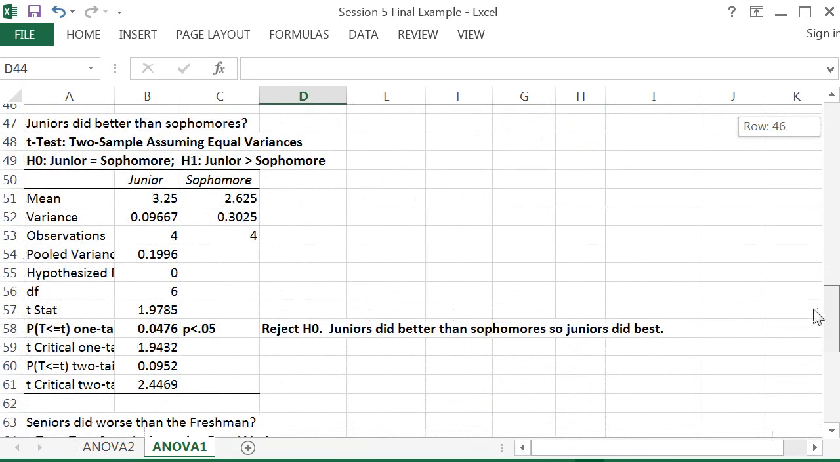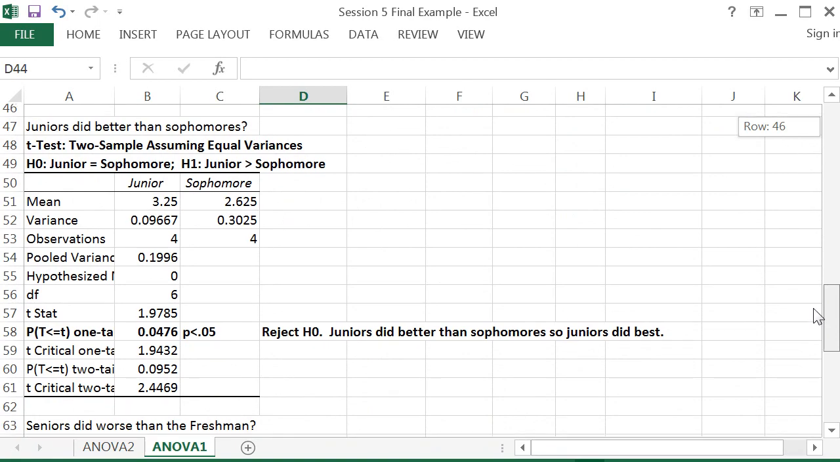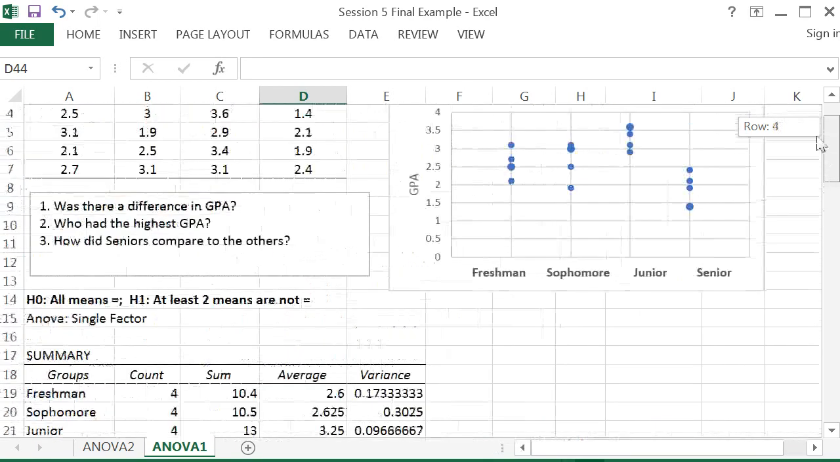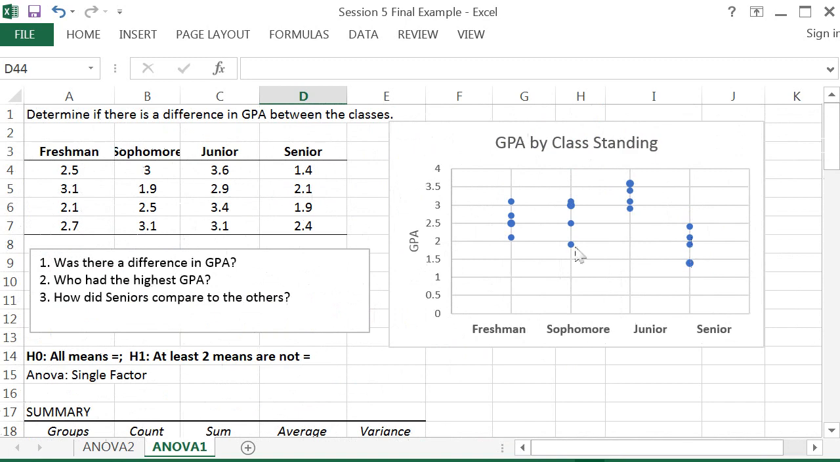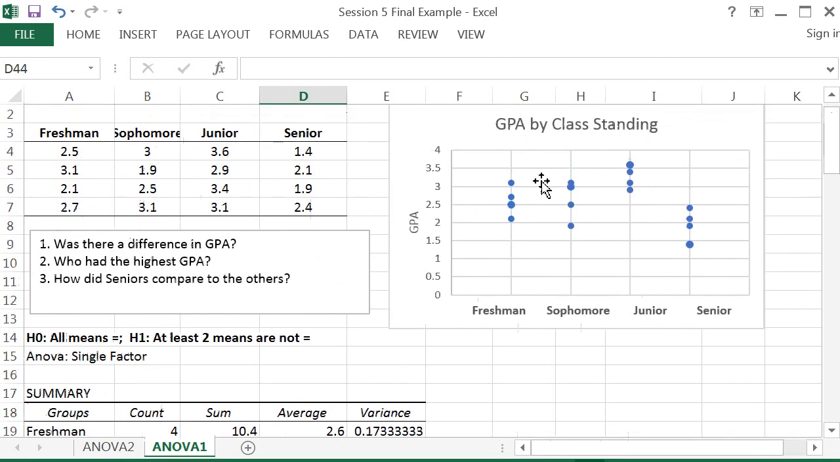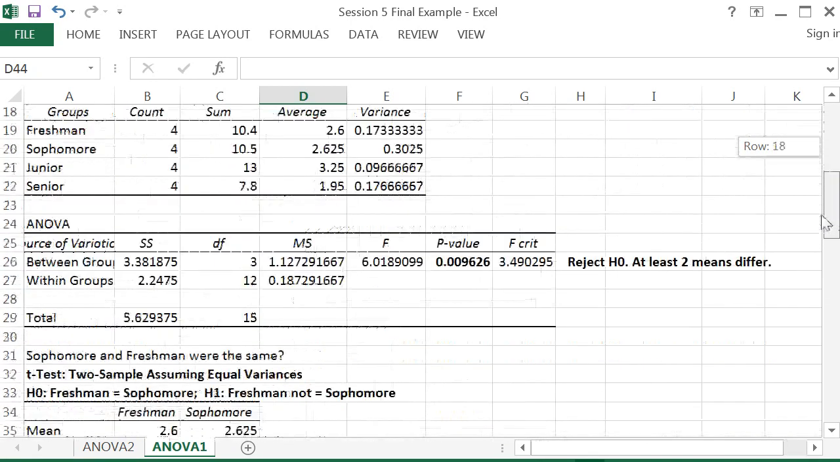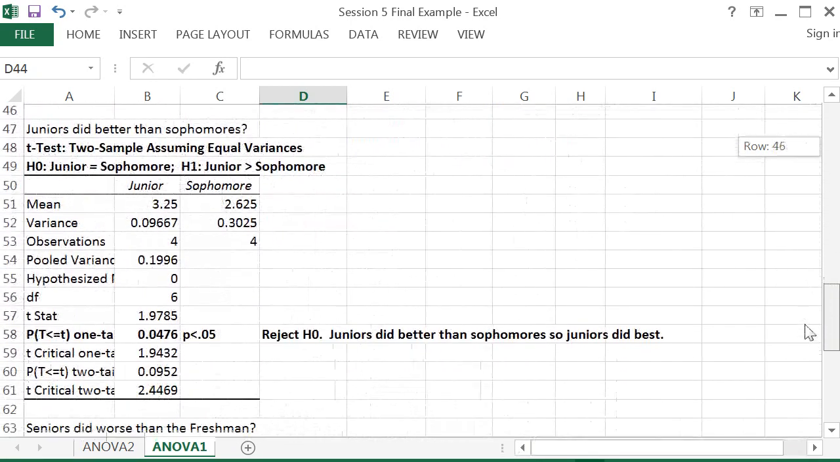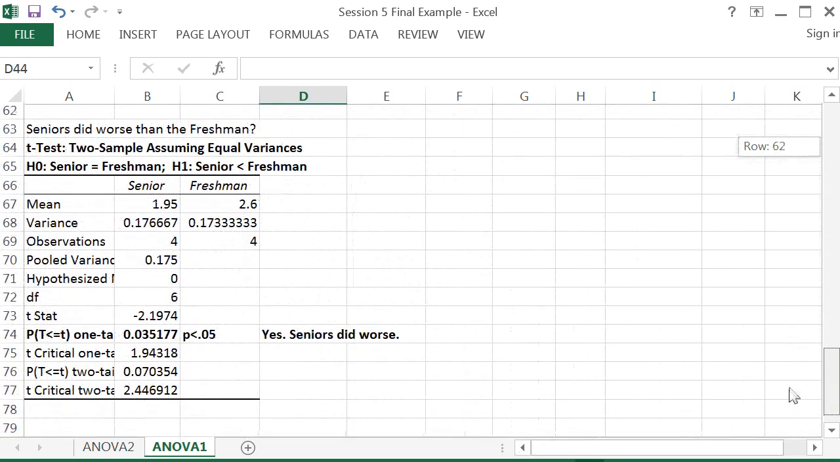And now we want to show that seniors did the worst. So going back here, we could compare seniors to either sophomores or freshmen, either way, because these are statistically the same. If we showed seniors did worse than one of those, then they did worse than everybody. And so I ran another t-test.